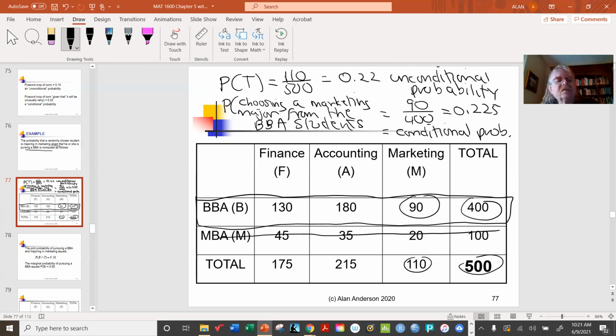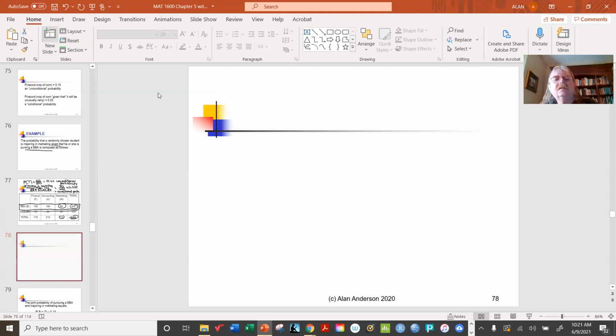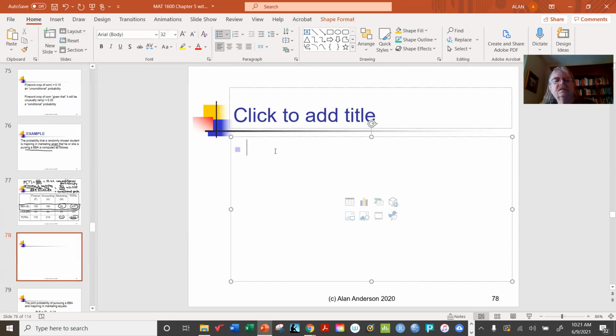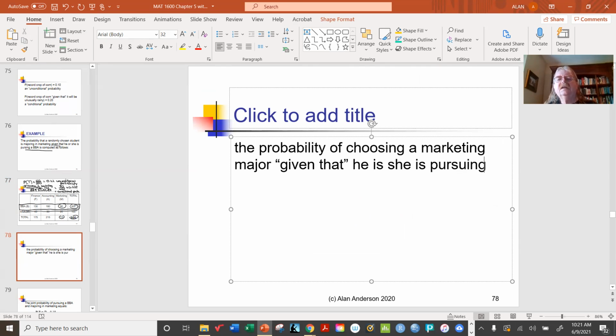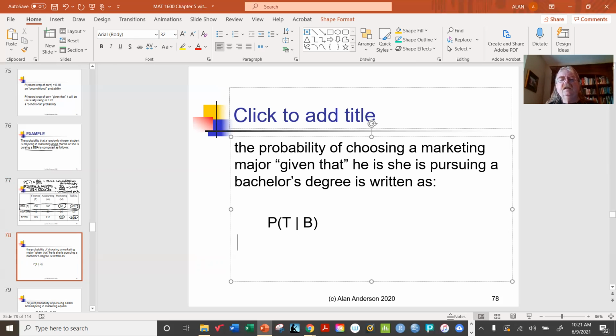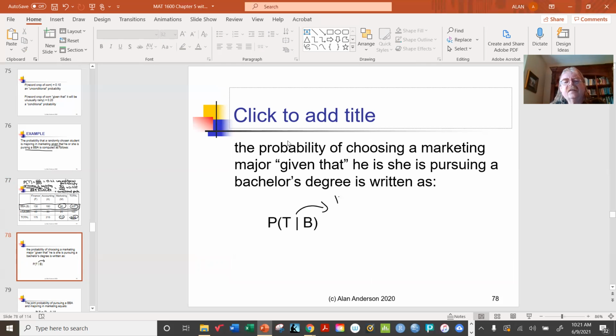All right, now, how do we express that information? There's a formal way of expressing a conditional probability. So let's do that right now. The probability of choosing a marketing major, given that he or she is pursuing a bachelor's degree, is written as, where that bar in the middle is pronounced "given that."